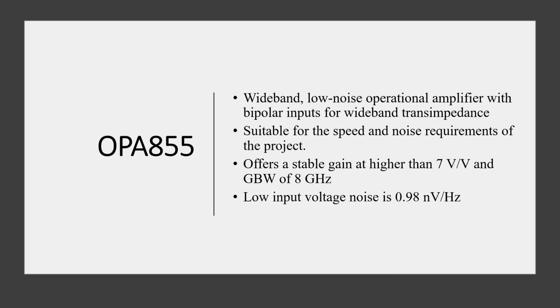The first amplifier we chose is the OPA855. It is a wideband, low noise operational amplifier with bipolar inputs for wideband transimpedance. It is suitable for the speed and noise requirements of this project. It offers a stable gain at higher than 7 and a gain bandwidth product of 8 gigahertz, and the low input voltage noise at 0.9 nanovolts over root hertz.